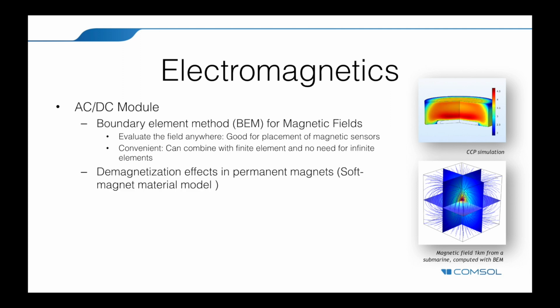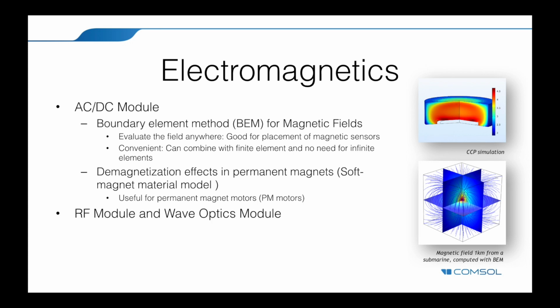The AC/DC module also has a new soft magnet material model that can be used to analyze demagnetization effects, for example in permanent magnet motors that are now becoming popular for use in electric vehicles. In the RF module there is a new study type called adaptive frequency sweep. This automatically uses the asymptotic waveform evaluation solver, which is a reduced model technique that is particularly useful for frequency sweeps.